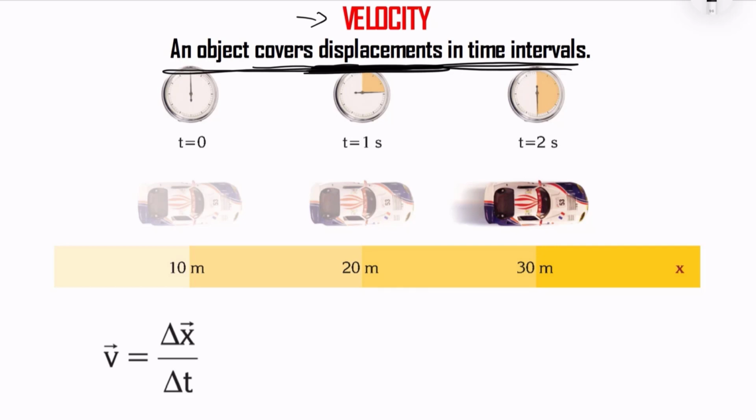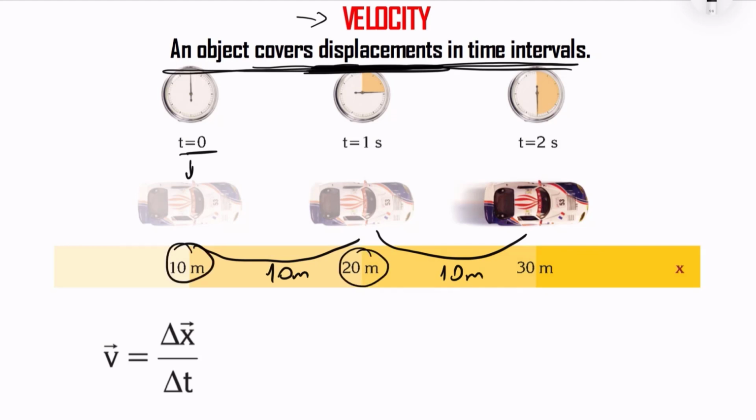So here, when the time is 0, the car is standing at the point of 10 meters. After 1 second, it covers 10 meters. After the first second, to reach the second second, it covers 10 meters again. So at the initial point, it was at 10. After 1 second, it reached 20 meters. After 1 second, it reached 30 meters. Actually, velocity gives us information about displacement and time, and also direction. That direction part we are going to study also.